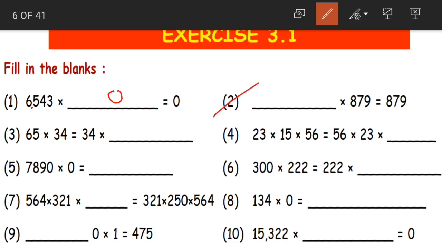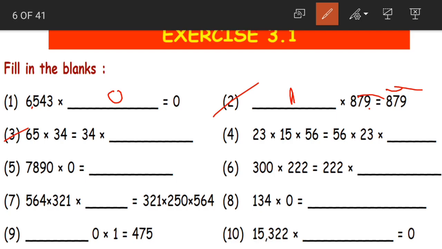Coming to question number 2, dash into 879 is equal to 879. Now yes children, we got the same number as the product. When is this possible? Yes, so when we multiply a number with 1, then only we will get the same number as a product. So 1 into 879 is equal to 879. Clear children?